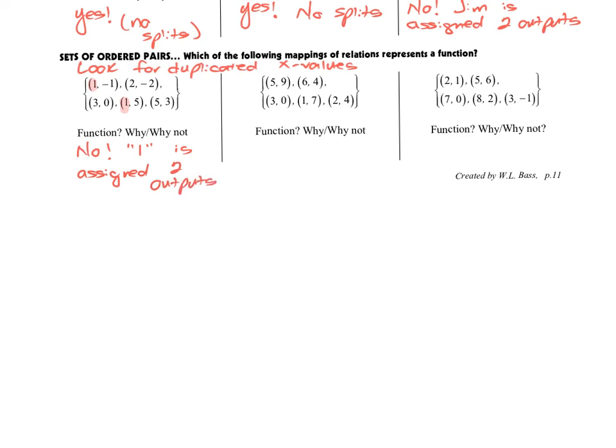If we check our next ones, we can see that there are no repeated 5s. I can look at all these x values and none of them are repeated. So we would say yes. And if I look to my last one, I look at all my x values and I see that none of those have been repeated either. So this would also be a yes. So you need to be comfortable with all three ways to determine whether or not a relation is a function.